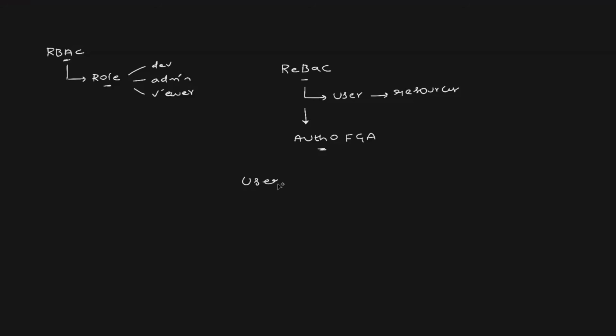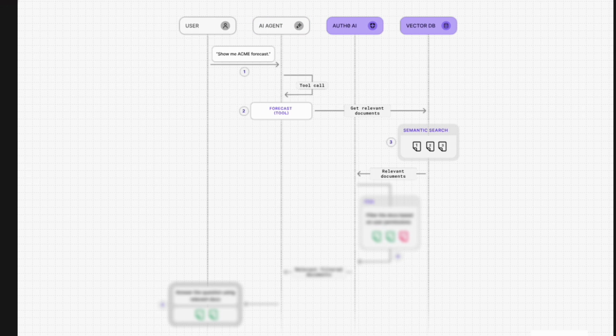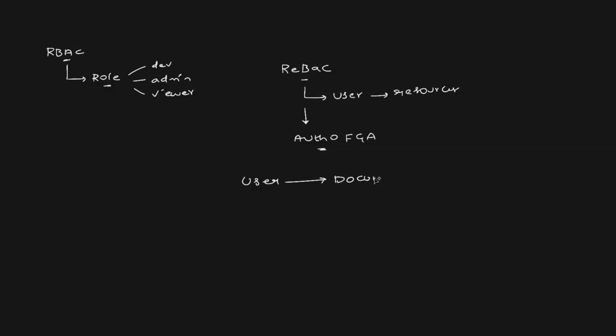Now, when a user runs a query, let's say to retrieve a certain document or request something, the retriever retrieves the documents from the vector database. Now these documents are verified. Basically, the permissions are checked against Auth0 FGA, and this filters out unauthorized documents. So only the documents that the user has access to reach the large language model. This way we can ensure the response from the large language model is something the user has access to.